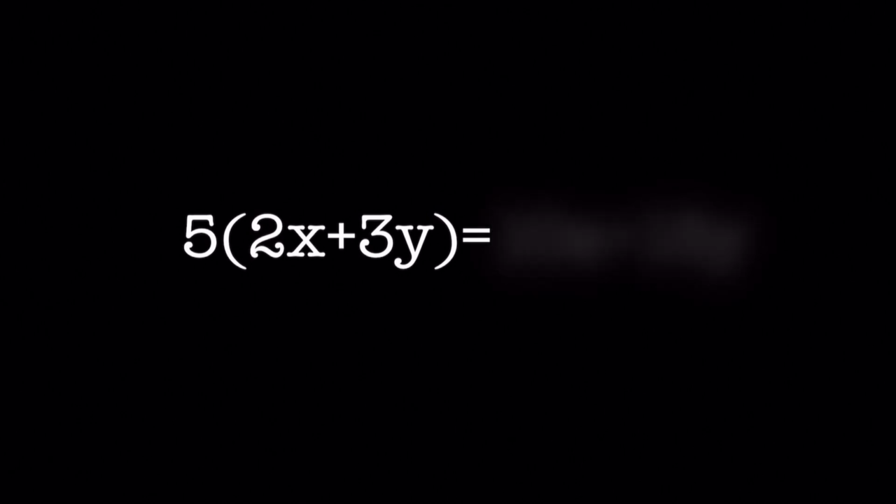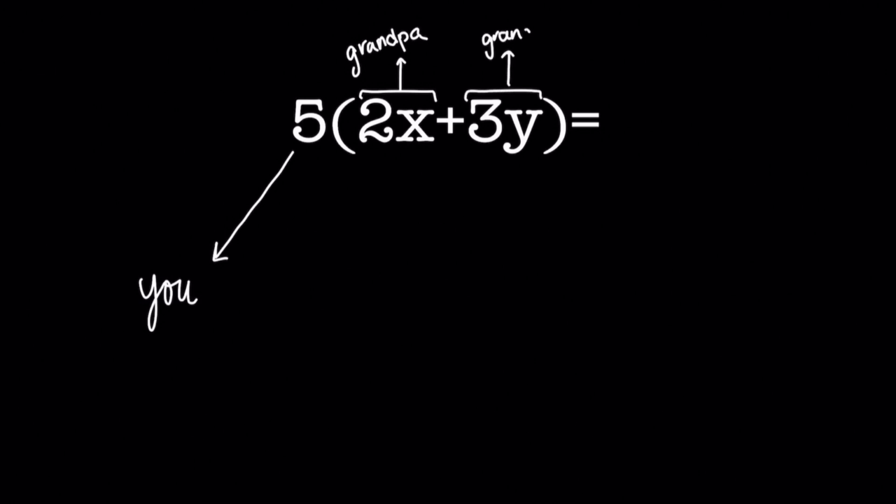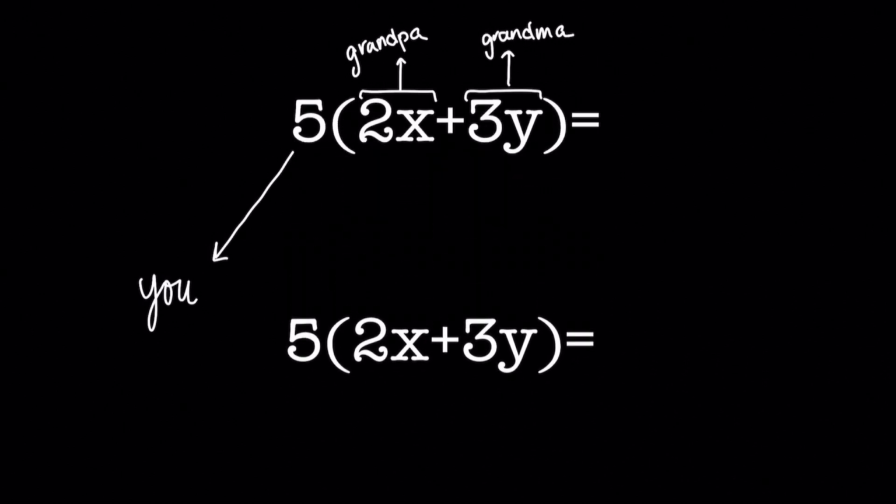So if we look at this, the 5 is like you, the 2x is your grandpa and 3y is your grandma, or any other elders you want to substitute with if it's culturally appropriate. Your aunt, you know. So you know that the 5 should get to the 2x and the 3y before it disappears into the back with the cousins to play.